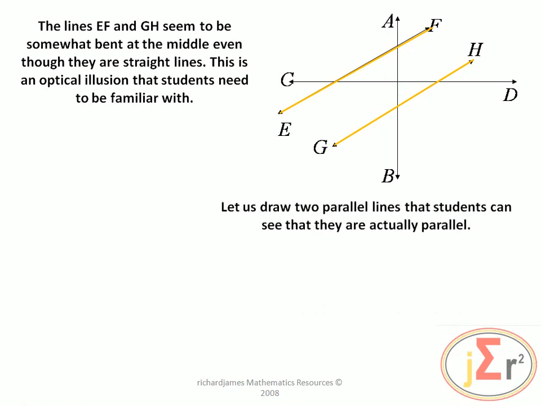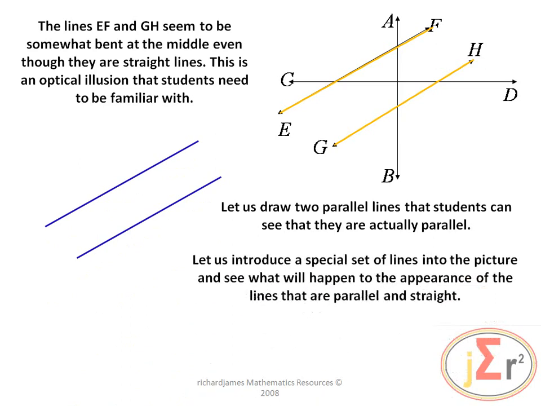So let's draw two parallel lines so that students can see that they are actually parallel. So what about those two lines? They are parallel? Well, they surely look parallel to me. I don't see anything about them that does not look parallel. They surely look like straight lines, and they surely look parallel to each other. So let us introduce a special set of lines into the picture and see what will happen to the appearance of the lines that are parallel and straight. So those two lines, they are parallel and they are straight.